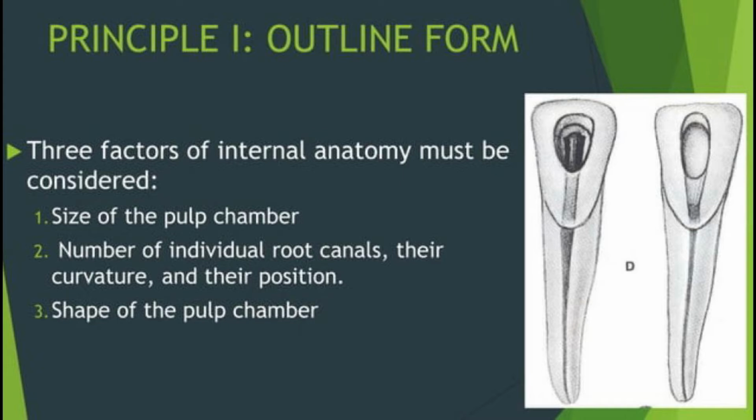The three factors that regulate the outline form are the size of the pulp chamber, shape of the pulp chamber, and number and direction of the root canals. In the young patient, the access preparation is wider than in the older ones. The final outline should reflect the shape of the pulp chamber. It is triangular in anteriors, ovoid buccolingually in the premolars, and trapezoid or triangular in the molar.